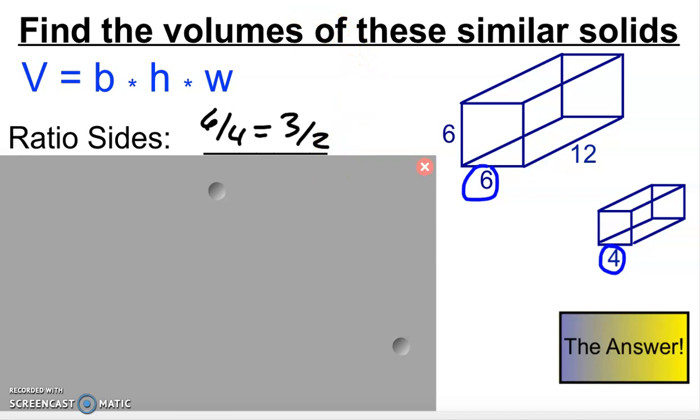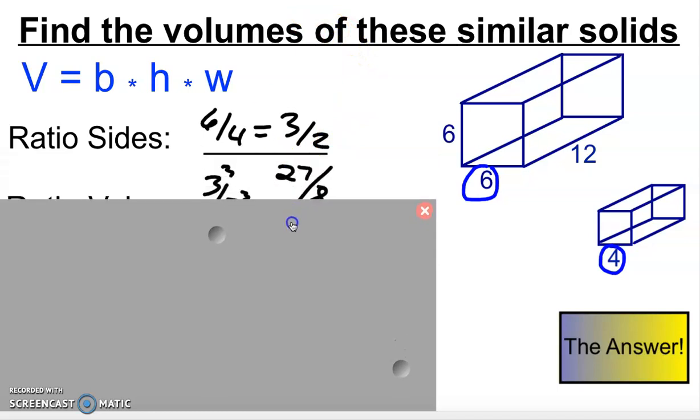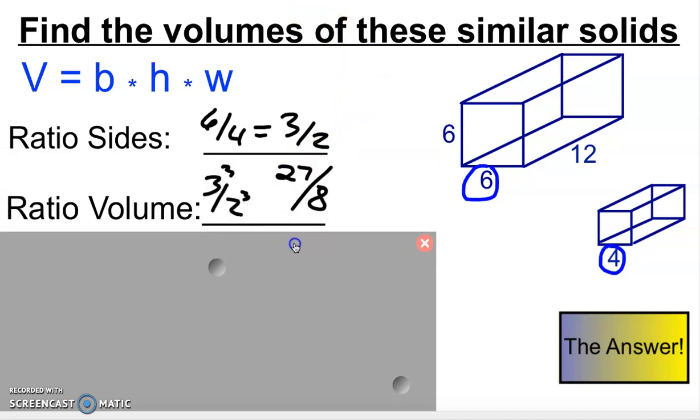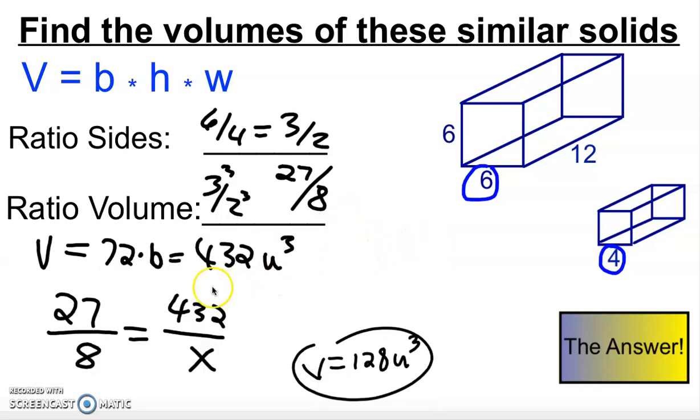And then to take care of the volume, I'm going to have to cube that scale factor. So 3 cubed is 27, and 2 cubed is 8. Now I can use that scale factor to figure out the volume of the small solid. As I alluded to earlier, the volume of the big one is 6 times 12 times 6, or 6 times 6 times 12, in whichever case you want to do there. And I get 432 cubic units. So 432 cubic units here.